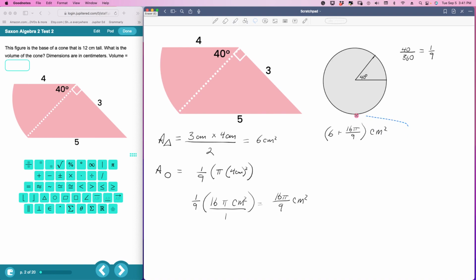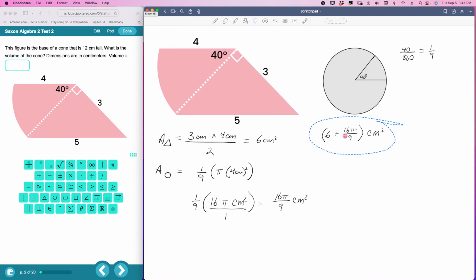Let me move this right here. Oops. It's not going to let me. This is that dimension for the whole thing. That is my area. You can leave it just like that.